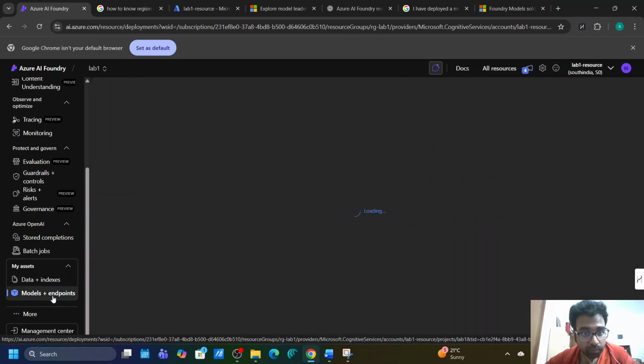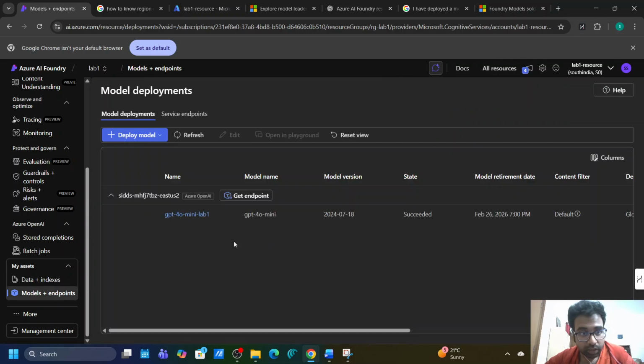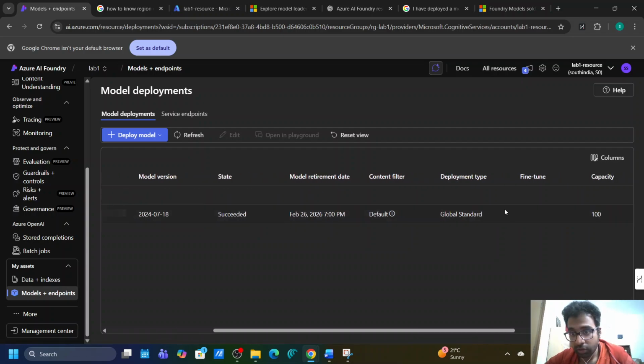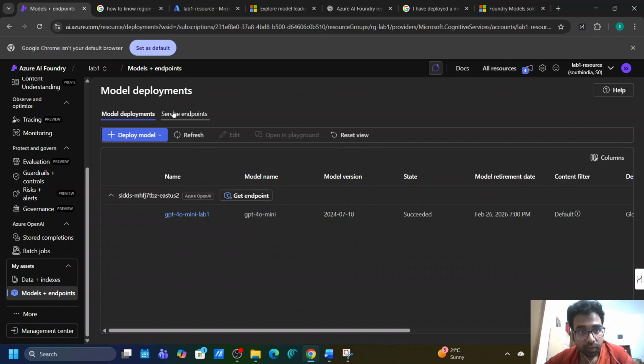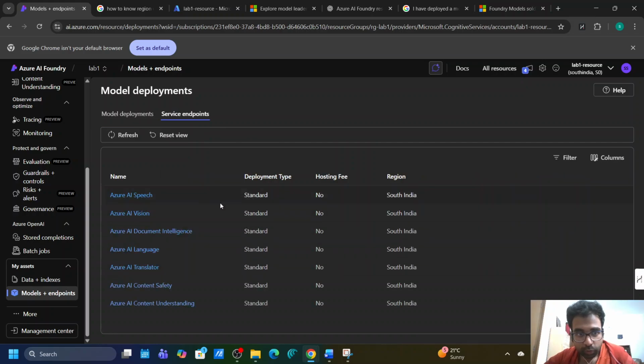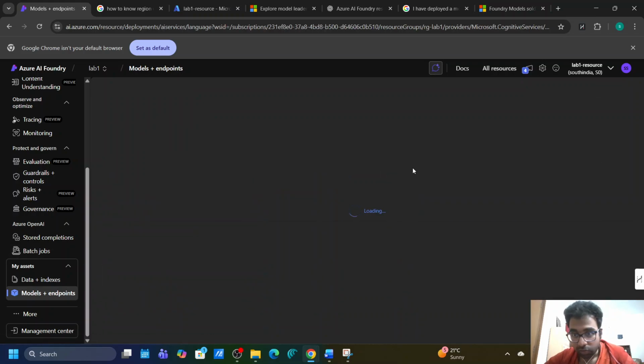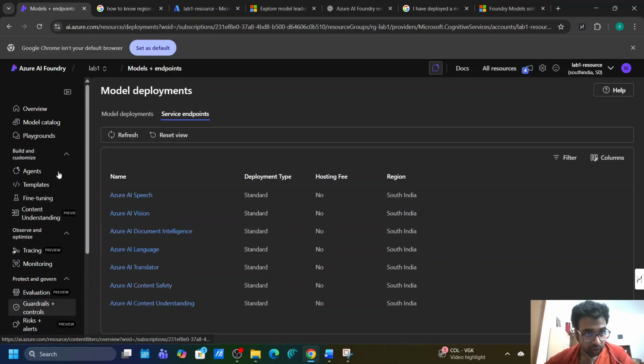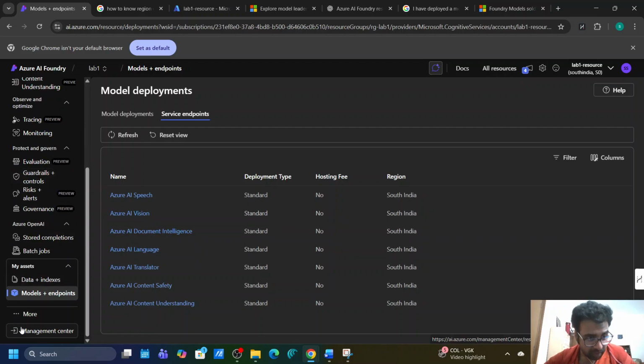models and endpoints, you will observe it is the same model deployed. This is the same model that I deployed, GPT-4 Mini Lab, and it is here in global standard mode. That's okay. If we look at the service endpoints, you will see that all of these service endpoints are in South India and they have the same primary key. So that's okay. Now let's go to the management center.